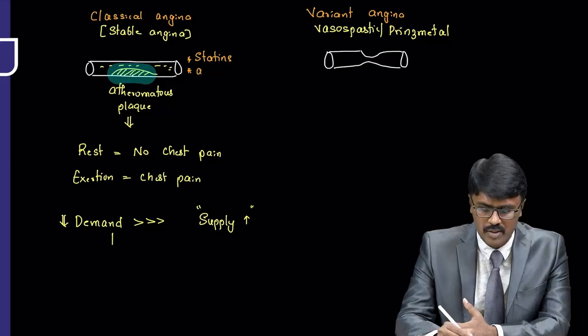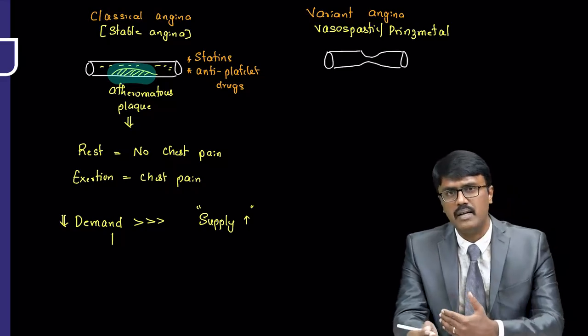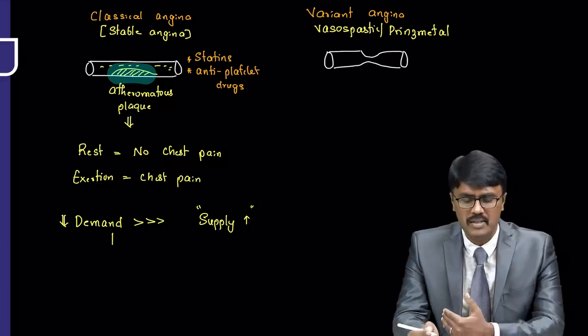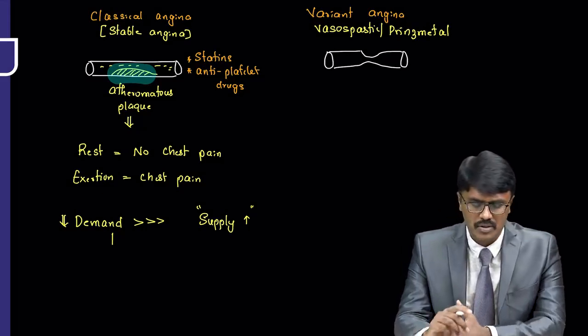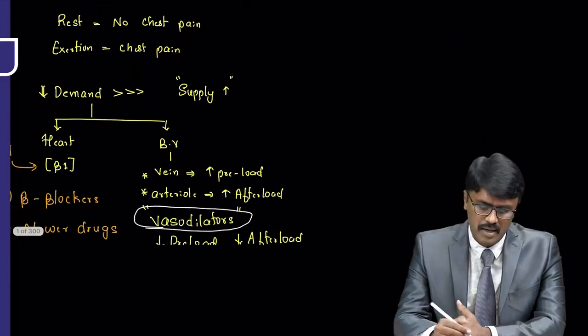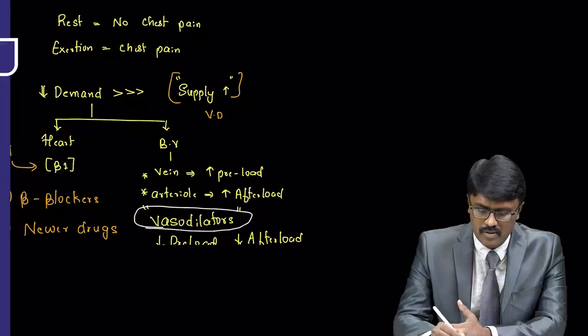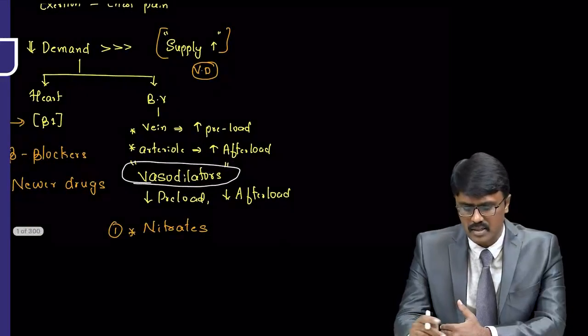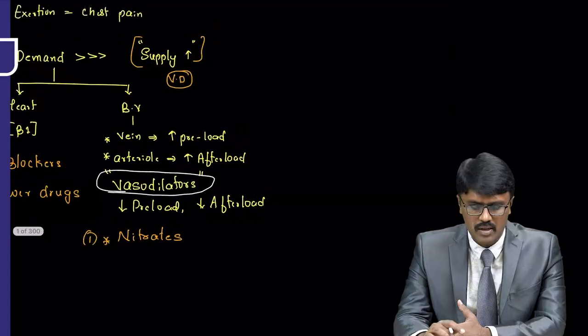Along with that, for this patient, I will add antiplatelet drugs. So we will be giving antiplatelet drugs as prophylaxis to prevent an MI. We'll be discussing statins and antiplatelet drugs in future videos. So this is what we manage. And can I increase the supply? Yes, you can increase the supply. For that, we can use vasodilators, what I mentioned here, that is nitrates, CCBs and nicorandil. So that is one therapy.